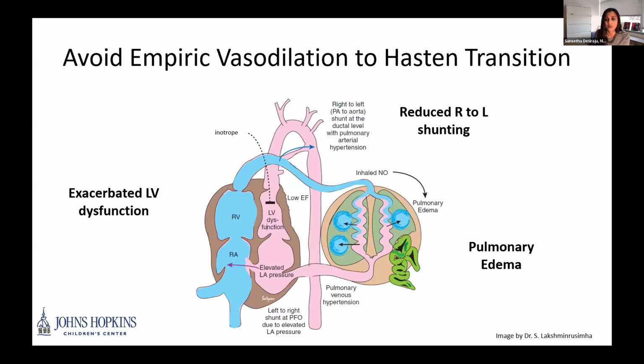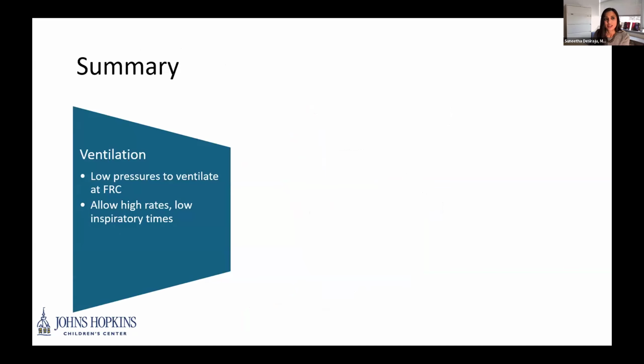So this is a lot of information. I'm going to put it together in a summary of our recommendations for management. Now, ventilation is the absolute most important thing we do. We use low pressures to ventilate at FRC, functional residual capacity. We allow the baby to have high rates, and we use low inspiratory times to make those high rates feasible.